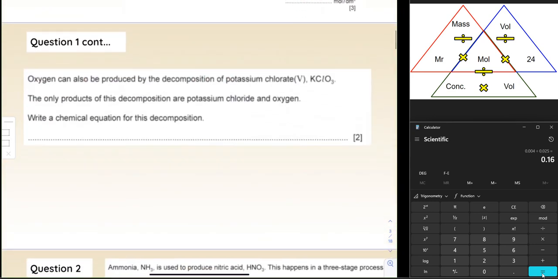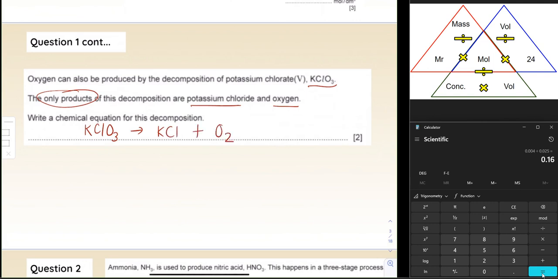Now, oxygen can also be produced by the decomposition of potassium chlorate, which gives you the formula. The only products for this decomposition are potassium chloride and oxygen, so they're the only products. Write a chemical equation for this decomposition. Well, we just put in what we know. KClO3 makes only potassium chloride and oxygen.